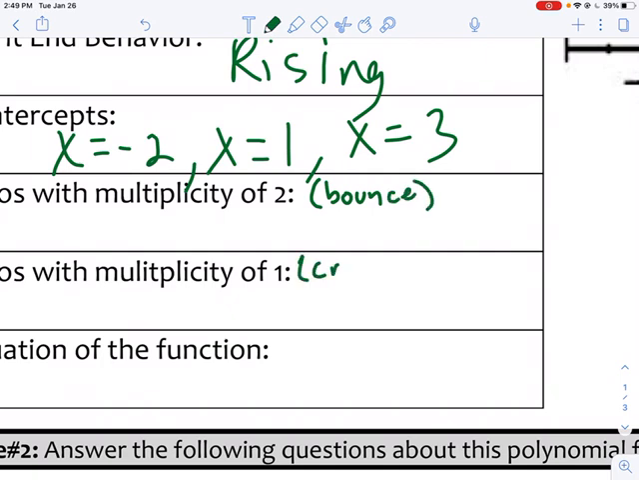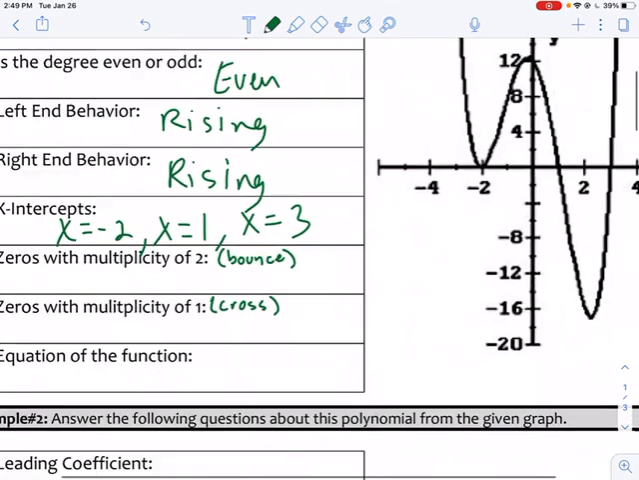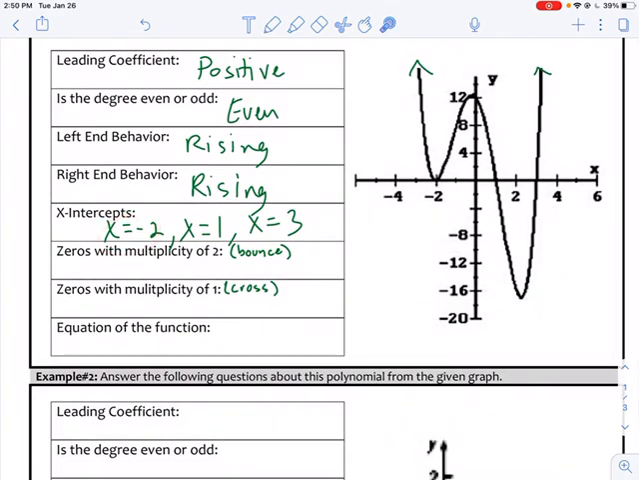and then this is going to cross. So any multiplicity of 2 is going to bounce off the axis, and then any odd multiplicity is going to cross through it. So as we look at our zeros, -2 bounces off the axis, so that's going to be one of our multiplicities of 2. 1 crosses through the axis, so x equals 1 goes into our crossing category. And then x equals 3 is right here as well, and it also crosses through the axis. So both of those are going to be along with our multiplicity of 1 because they cross and not bounce.